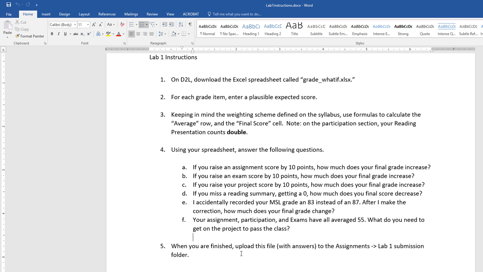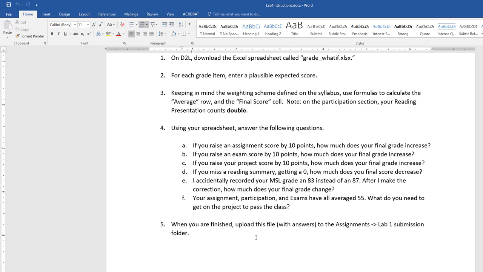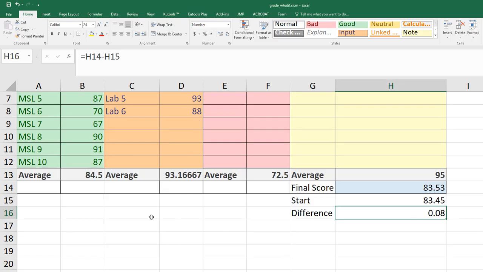Okay, and then finally, if your assignment, participation, and exams have all averaged 55, what do you need to get on the project to pass the class? Okay, so we need to get the final average up to a 60, right? So 60 is going to be passing. If everything is averaged 55 up to this point, what do we need on the project to get a 60? Okay, so this is what this is asking.